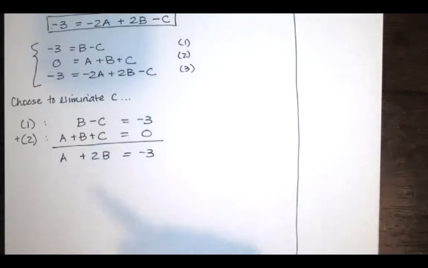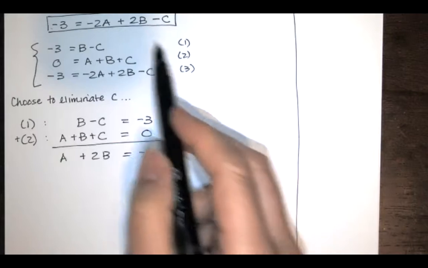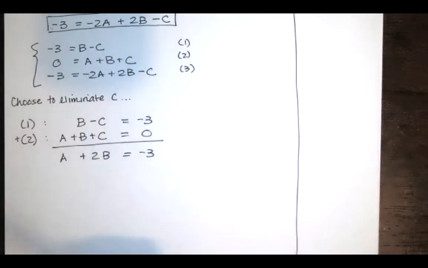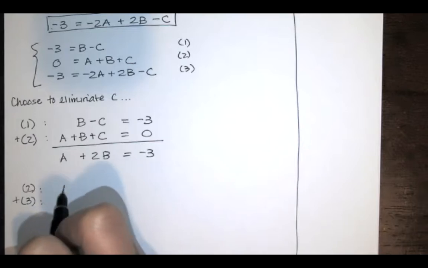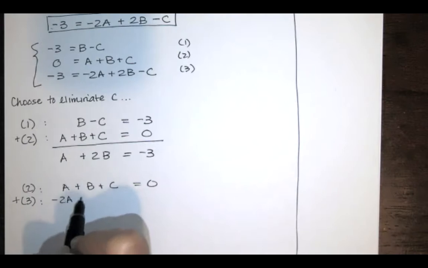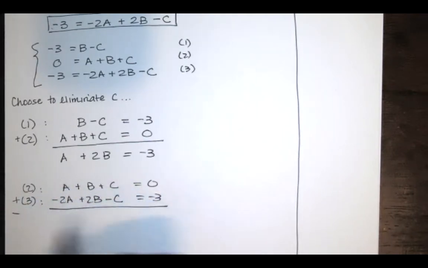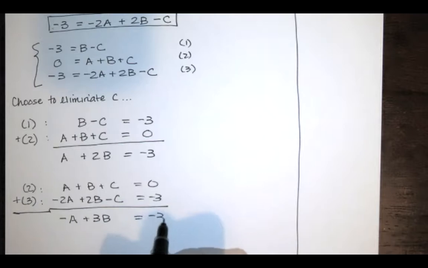Now, with the second way to eliminate c, I have to use the third equation. But I can use any one of these other ones I want. Since this one has a positive c and that one has a negative c, I'll add equations 2 and 3 to get rid of the c this time. So equation 2 looks like this. Equation 3 looks like this. And we'll have a negative a plus 3b equals negative 3.